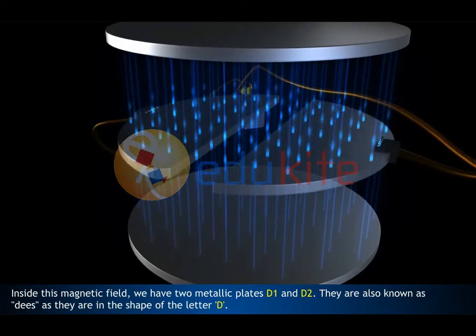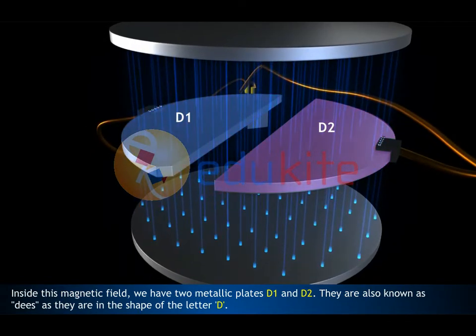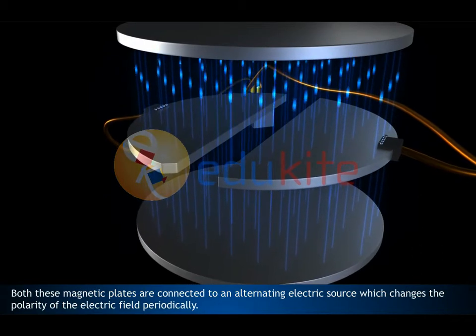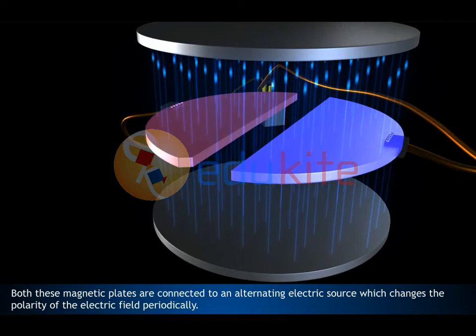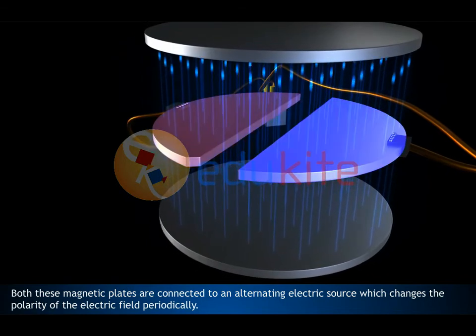Inside this magnetic field, we have two metallic plates, D1 and D2. They are also called Ds, as they are in the shape of the letter D. Both these Ds are connected to an alternating electric source, which changes the polarity of the electric field periodically.